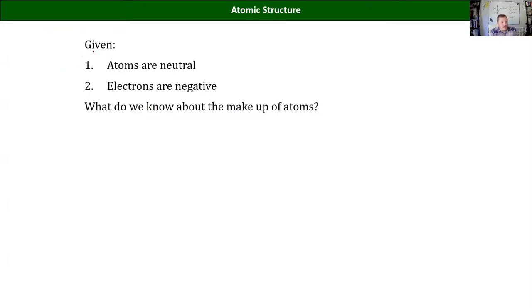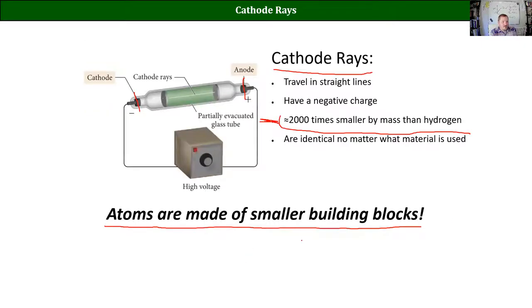And this is sort of how the logic went at that point. We know atoms are neutral. We knew we found these smaller pieces called electrons. Electrons is the better term for a cathode ray. Cathode rays don't really exist. What he was measuring was really electrons.